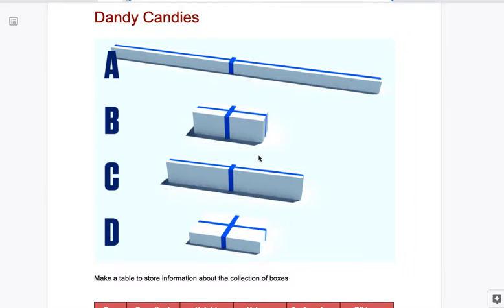I'm going to talk about the Dandy Candies problem that we started in class today. So we've got these four boxes, A, B, C, and D, and each of them has 24 individually wrapped smaller boxes of candy, which are cubes. And so each one of these has a volume of 24 cubic units. They also have a surface area, which is the area of each of the six faces. So top, bottom, front, back, side, side.